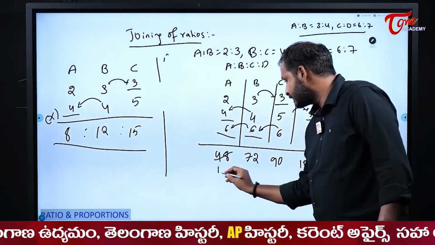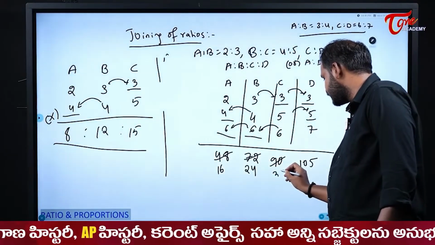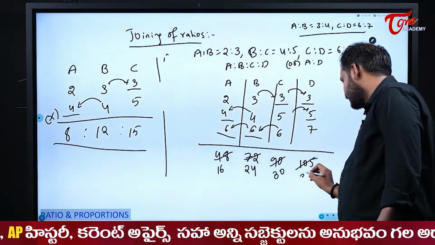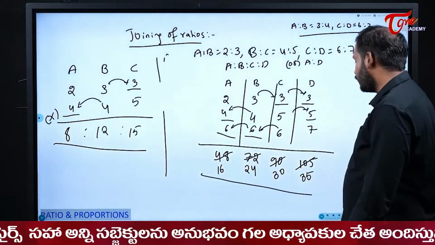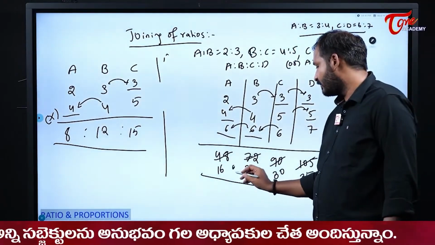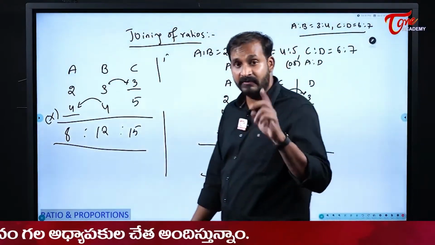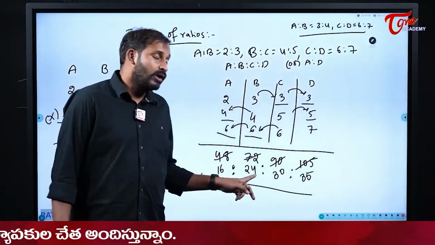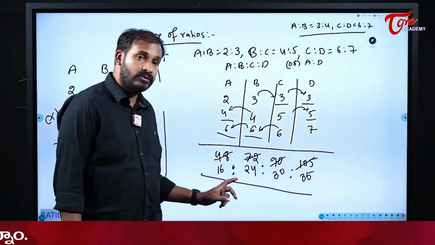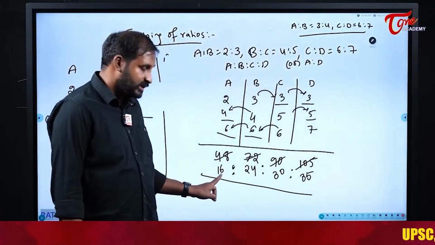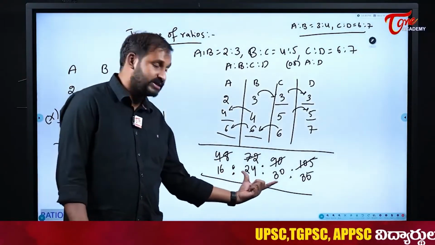3 16s, 3 24s, 3 30s and 3 35s. Can I cancel them with any other number? No, I cannot cancel all of them once again with any other common number. So, 16 is to 24 is to 30 is to 35. And remember one more thing, students. If you want to write A, B, C, D, you cannot cancel them with a common number. So don't say, "Sir, I will cancel 16 and 24 with 4 table." It is not like that. You cannot cancel them if they are in the same group.